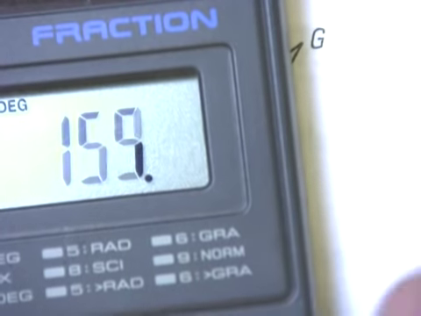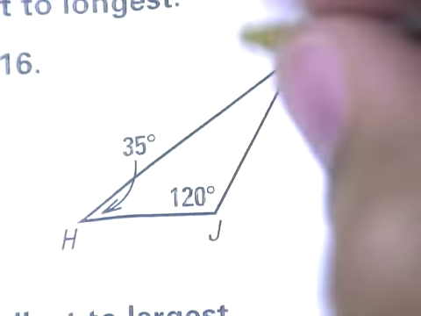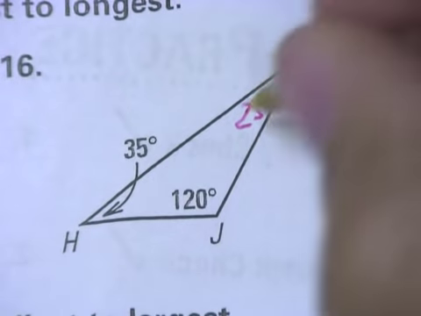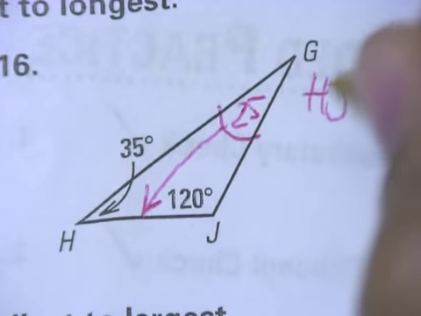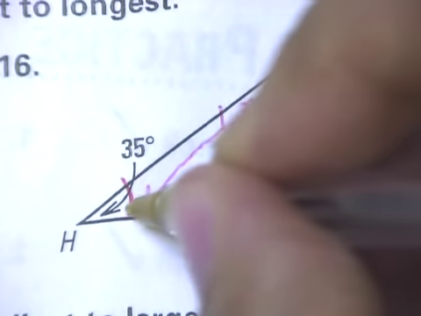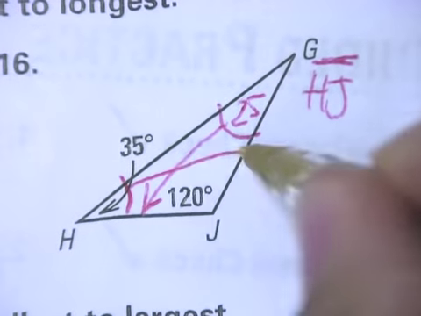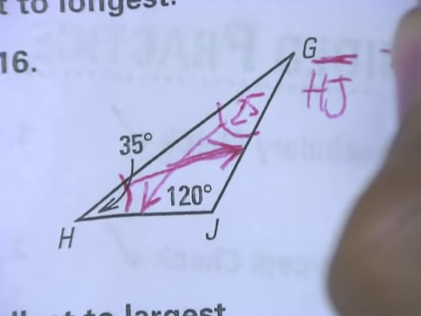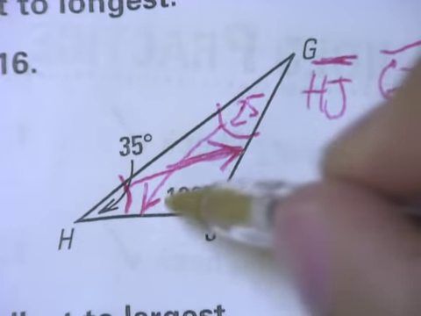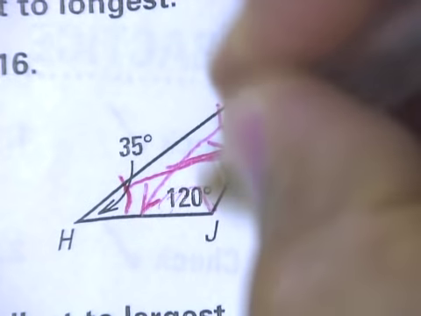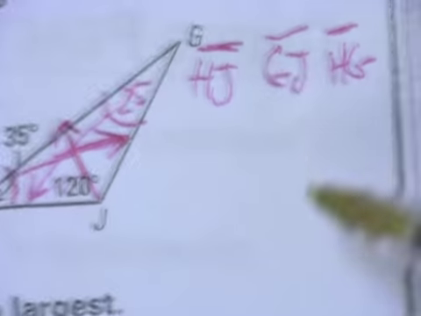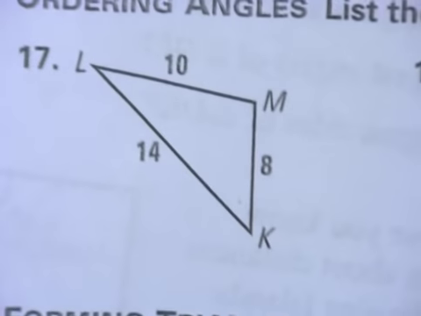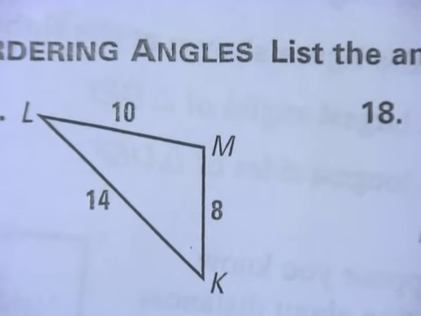Same thing with number 16. I need to find the missing angle. It's 25 degrees. So I can see here this is my smallest angle across from this segment here. So HJ is the smallest. 35 degrees is the next biggest angle. That's across from this side here, so segment GJ is the next one. And we can see the 120 degrees is across from this side here, which would be segment HG. Again, I have them from smallest to greatest.